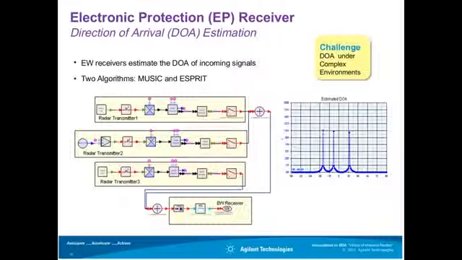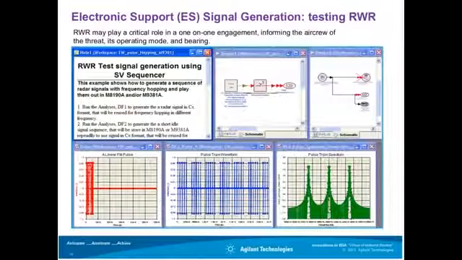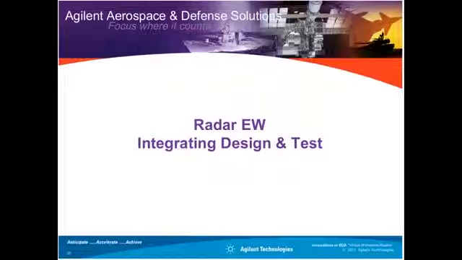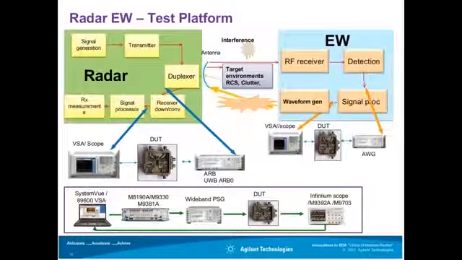So in this way, you can use the platform to test your EW design. In our system view, we also provide ES receiver design. We allow you to do direction of arrival estimation, and we also allow you to do the radar warning receiver. So now let's talk about the integrated solution using system simulation to do the hardware test.